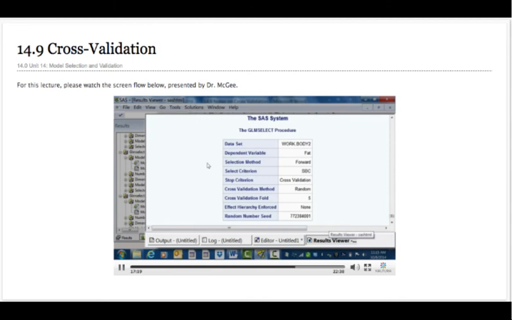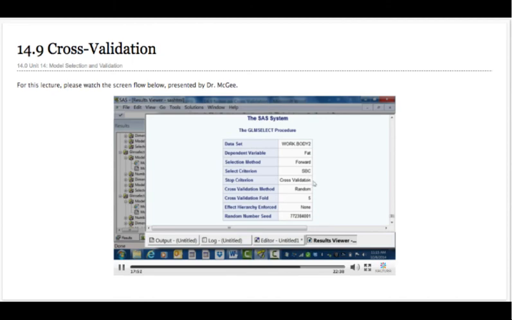Now I actually already have the results up. I've already run this. So here we have the GLMSELECT procedure. Here's our data set, the dependent variable, forward selection method. There's a select criterion called SBC, that's Schwarz's Bayesian criterion. I'm not going to go into exactly what that is now. We will talk more about selection criteria in the next course, but for now you just need to know that value needs to be as small as possible. That's one way we can select the model. We select the model that has the smallest SBC.